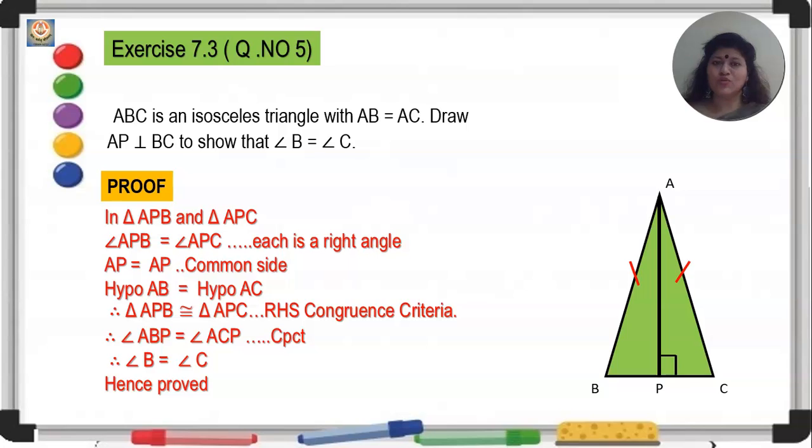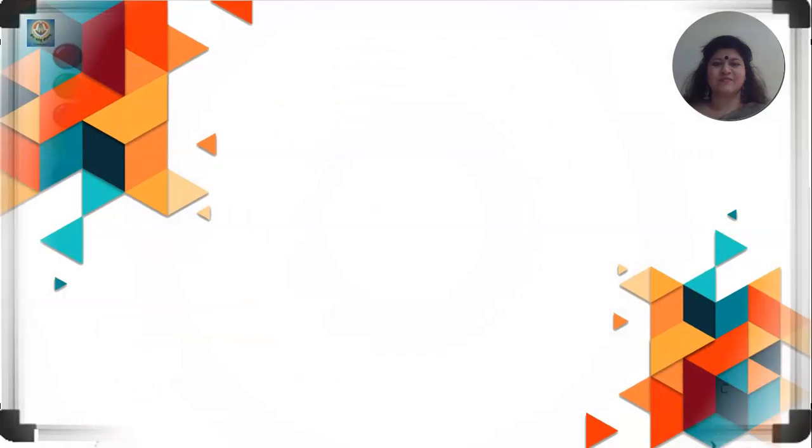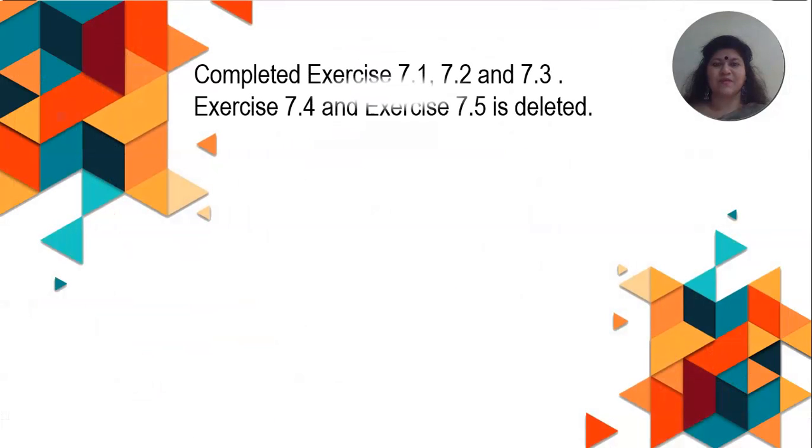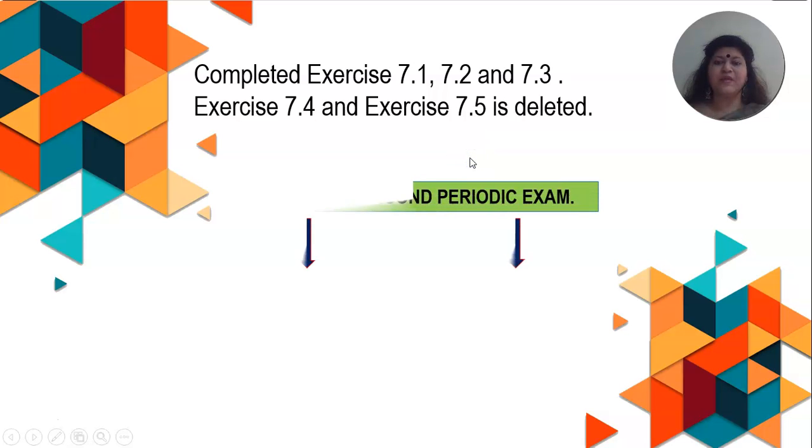Okay. So students, with this, I have completed exercise 7.3. Now let us look at some revision questions from lines and angles. So, completed all the three exercises. Exercises 7.4 and 7.5 are not there. They are deleted.